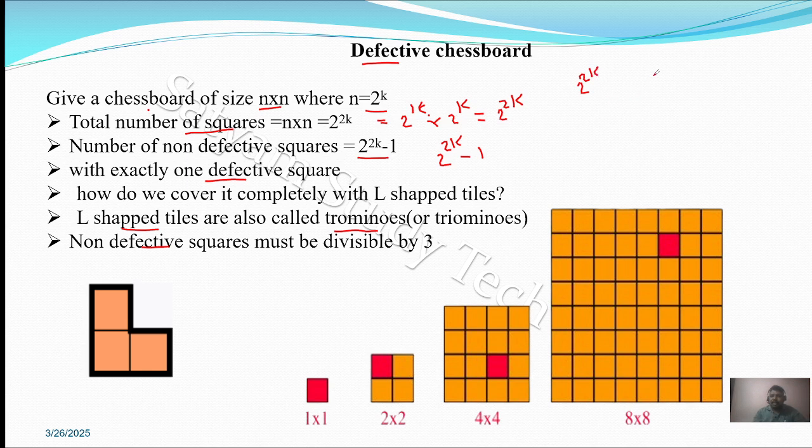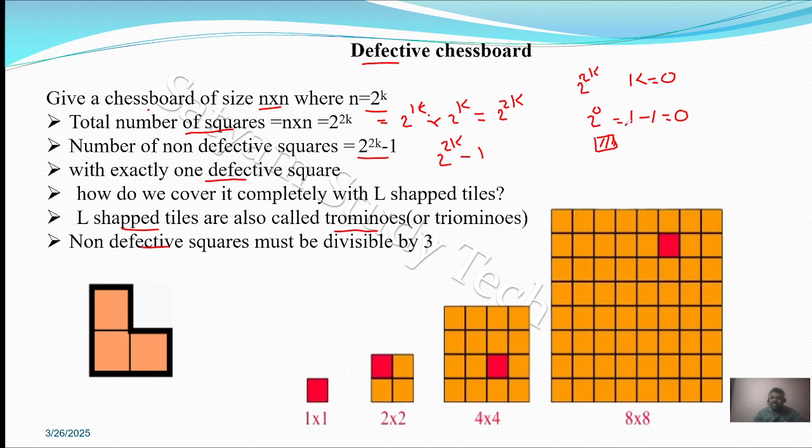For example, here k equals 0. The k value is 0. Now 2 power 2k, with k equal to 0, is 2 power 0, which equals 1. Only one defective square is there. Then 1 minus 1, that is, non-defective squares are 0. So only one cell is there. This is the defective one, so you can fill it with the defective one. So there are no non-defective cells in the case of k equal to 0.